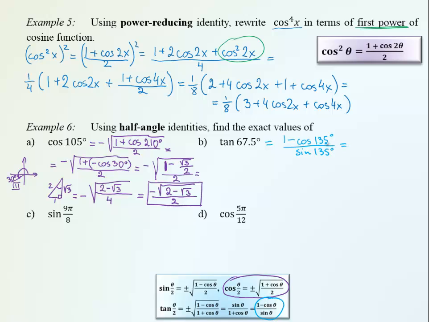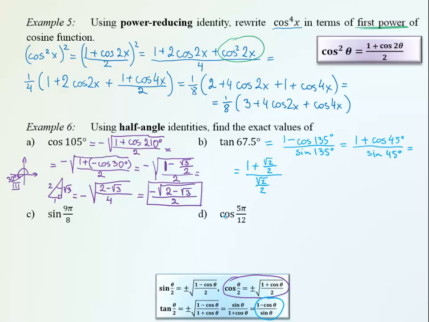Now, since 135 is in the second quadrant, we can rewrite this as 1 plus, because cosine in second quadrant will be negative, and this negative altogether plus cosine of the reference angle. And the reference angle is 180 minus 135, which is 45. Everything over sine. Sine in second quadrant is positive, so we can just replace it by sine 45. And now we remember what's the value of cosine or sine 45. It is root 2 over 2, and over root 2 over 2.